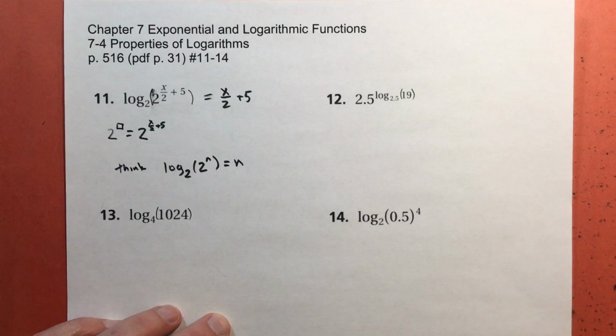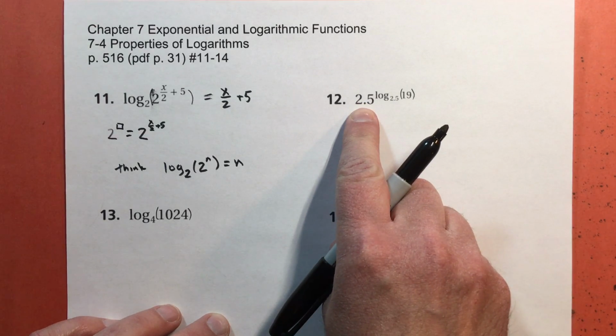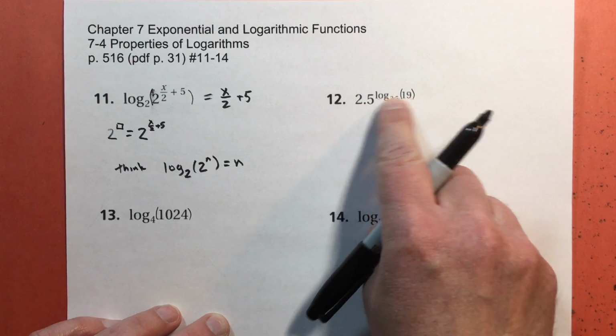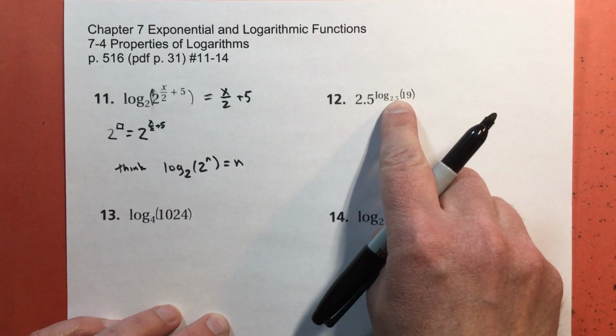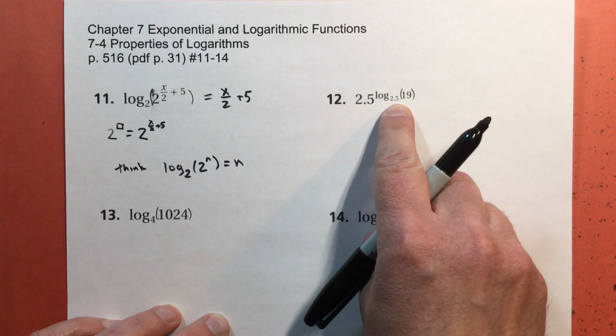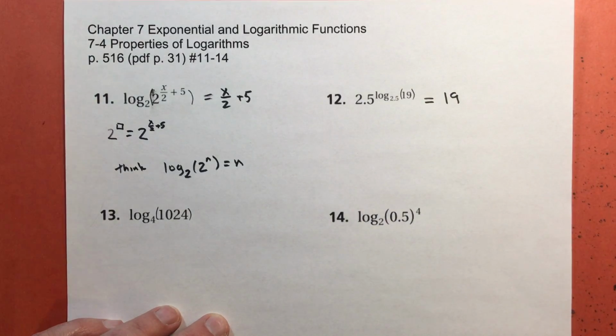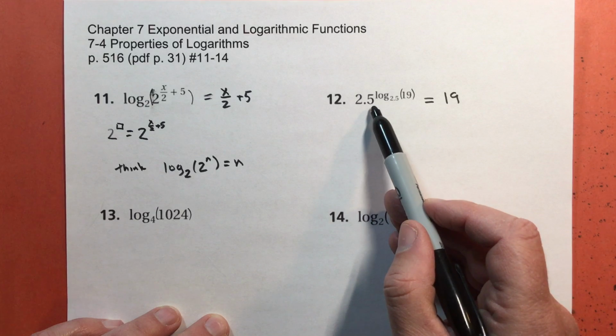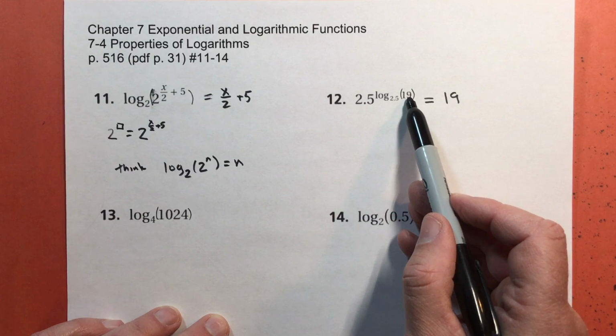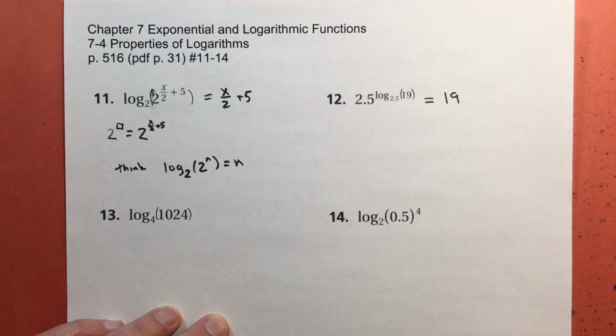Number 12. The base of my exponent is 2.5. This right here is my exponent. That logarithm also has a base of 2.5. That just equals 19. If the bases are the same, then what's inside my logarithm, the input of my logarithm, becomes the value. That's it. Nothing more.